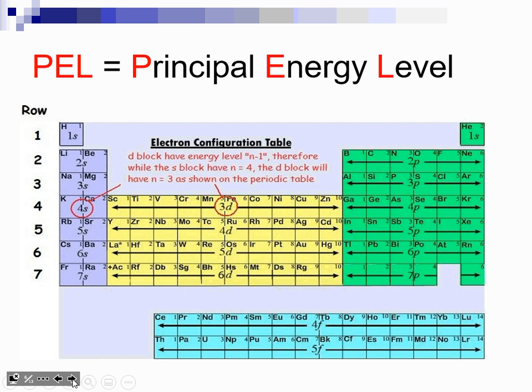Now, I told you before, you'll see this, PEL, okay? When you see PEL, that is the principal energy level. So if I talk about the PEL, you'll know what my terminology is. We're talking about that main energy level, the principal energy level, or principal quantum number.